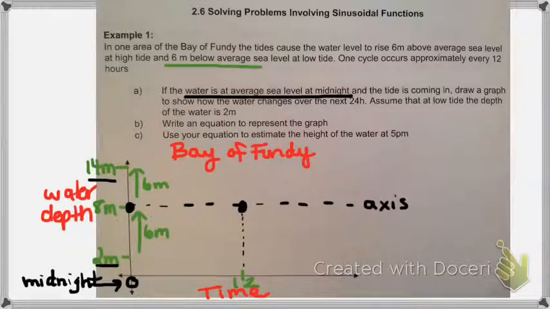So very carefully, I want you to draw yourself a sine wave that starts at 8 and ends at 8 along the axis in 12 hours. So very roughly, again, your sketch is probably going to be larger than mine.